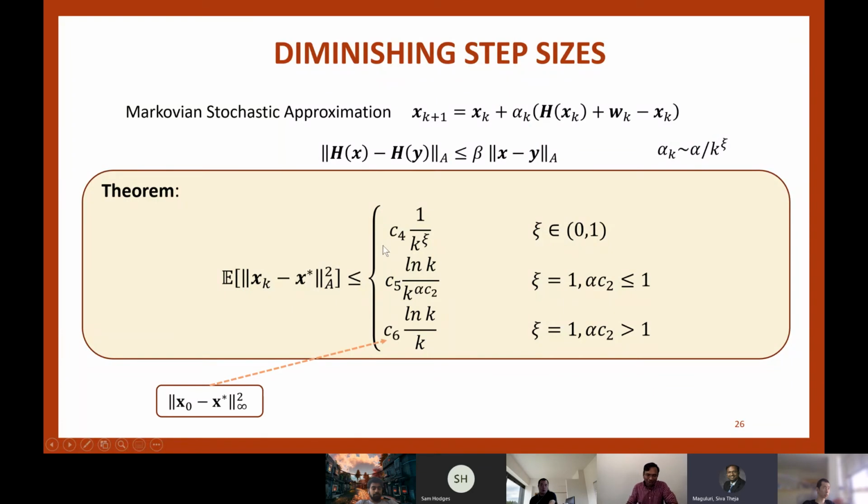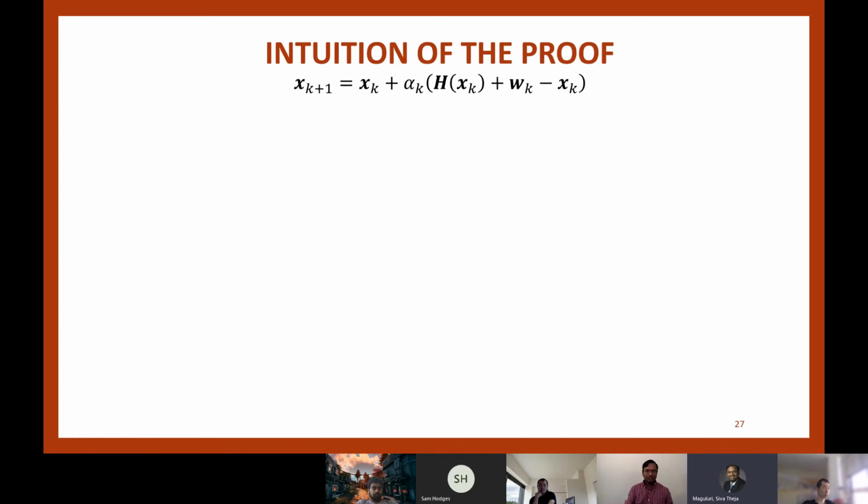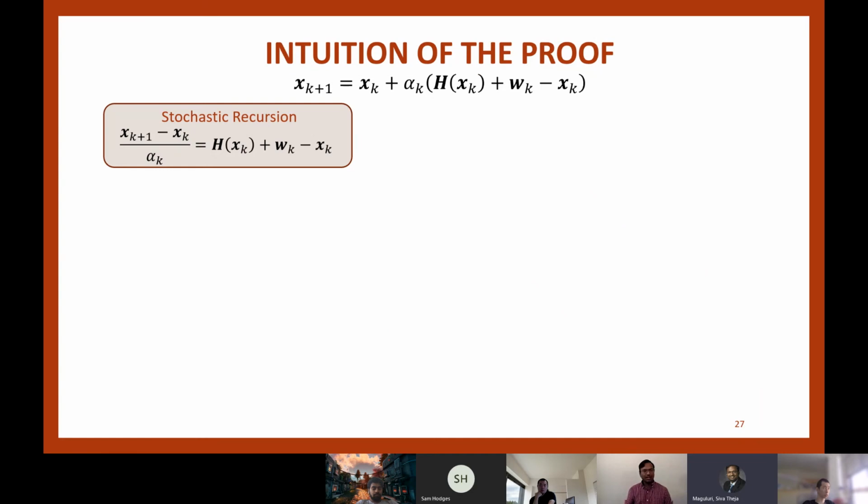And again, these constants have the initial error in them. And the C2, as I mentioned, is 1 minus beta. And finally, these constants also have 1 minus beta in them, the contraction factor. And in particular, it depends as 1 over 1 minus beta square in this case. Okay, good. In the next few slides, I'll convey the intuition of the proof.